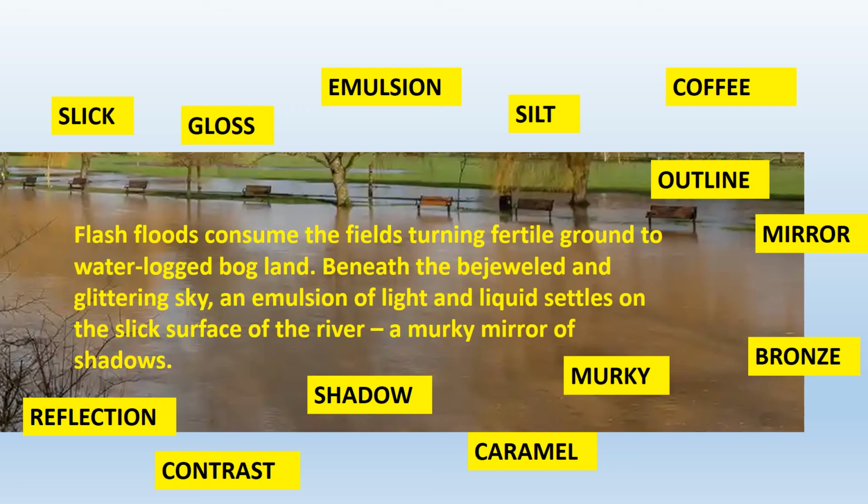And then a preposition, beneath the bejeweled and glittering sky. What does bejeweled mean? Precious. Yeah, precious. Beneath the bejeweled and glittering sky, an emulsion of light and liquid settles on the slick surface. That's sibilance as well. We can feel the slippery slidiness of it, of the river.